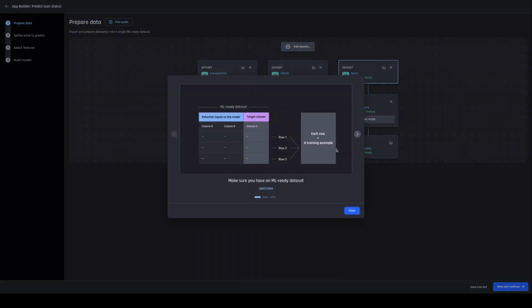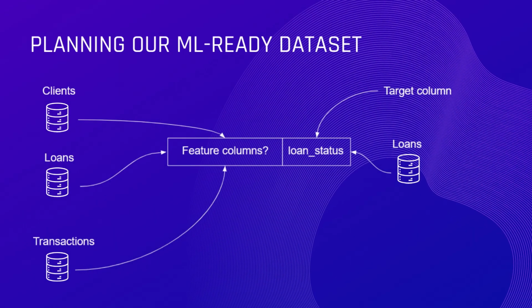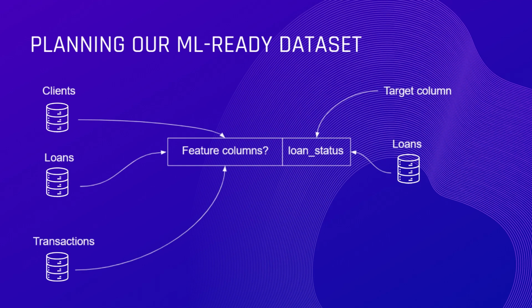First, we need to prepare a dataset of training examples. Each training example should be a list of input variables to the model and the value that the model is expected to predict. To build such a training dataset from our prepared data sources, we first need a plan. What are we predicting here? As we know, each training example corresponds to a loan application, the target variable being, did the loan repayment face any problems? Which is what we have in the loan status column from the loans dataset.